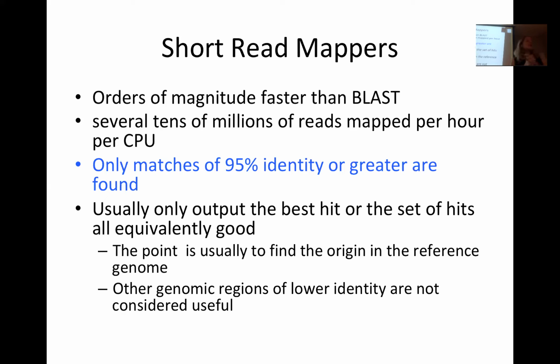With BLAST, you generally want all the hits that are above a certain cutoff. Short read mappers are all about finding the best hit or the set of equivalently best hits. That's just sort of their role when you have next generation sequencing data. And that's because the point is to find where they originated in the reference genome. You don't necessarily care what other homologous regions might be. And so you're just going to discard those.